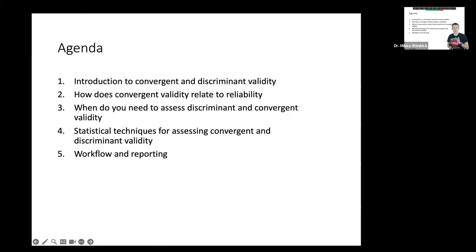And this mostly focuses on discriminant validity, because convergent validity is just a correlation. And then finally, I'll go through a workflow for discriminant validity assessment and how you could report this in papers based on our ORM paper.